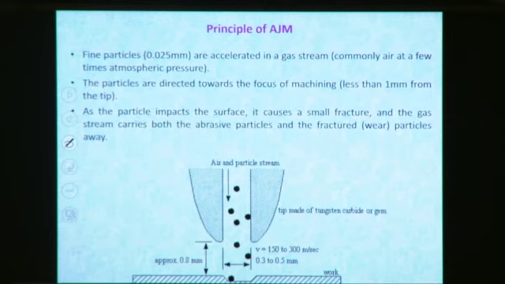So this is the principle again. Fine abrasive particles, the size of these abrasive particles is 25 micron here, are accelerated in a gas stream of inert gas, commonly air is used. The pressure of this jet is a few times higher than the atmospheric pressure. The particles are directed towards the focus of machining less than 1 millimeter from the tip. So the stand-off distance is less than 1 millimeter. In this figure it is shown as 0.8 millimeter. Now if we increase the stand-off distance, what will happen? The accuracy will be reduced.